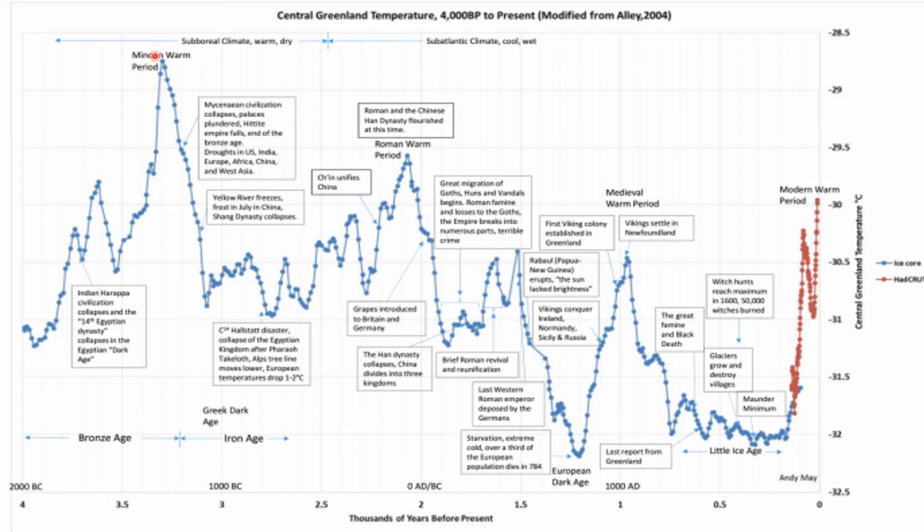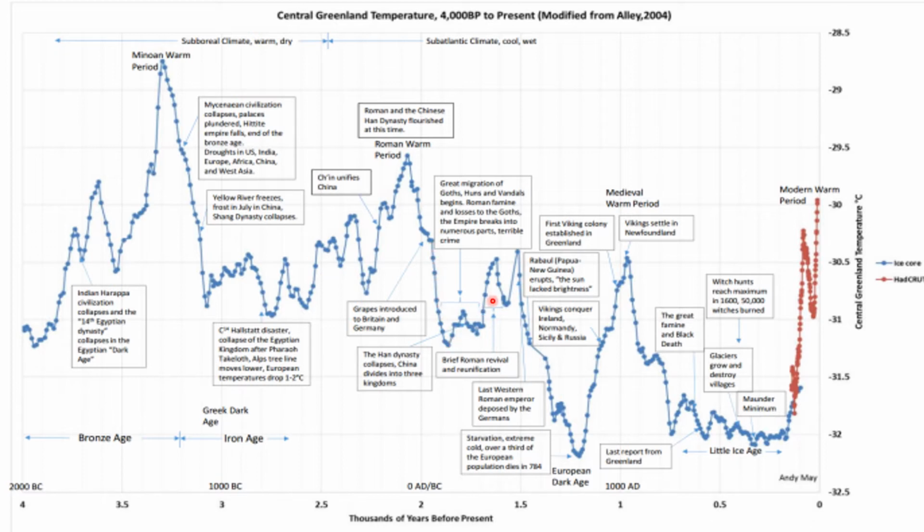So we had the Minoan warm period about 3,500 years ago, when temperature began to decline. The Mycenaean civilization collapsed. The Hittite Empire fell. The Shang dynasty collapsed in China. When temperatures began to warm again, we had a Roman warm period. The Roman civilization flourished about 2,000 years ago. When it cooled again, there was a splintering of the Roman Empire into numerous parts.